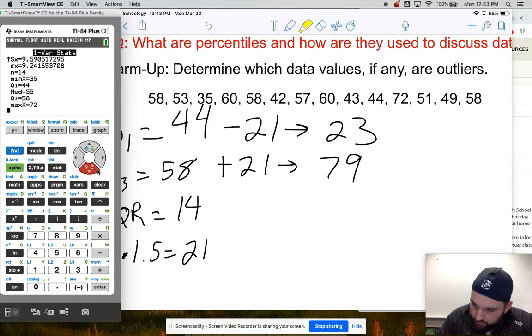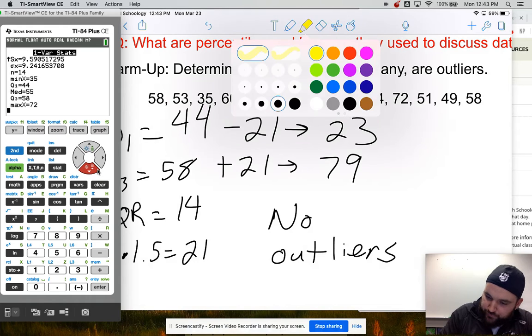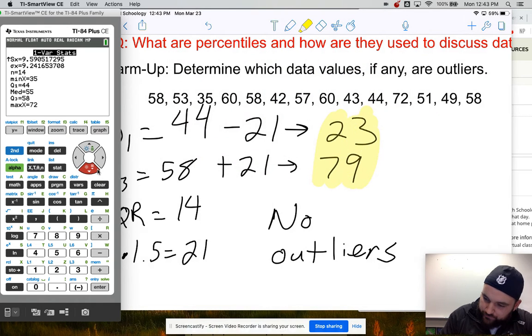So 23, I don't have anything in the 20s. Any 80s? 79 or 80? Nope, doesn't look like it. So no outliers. No outliers. But these are the fences with the numbers that we care about. Do we? No, 23. Okay.